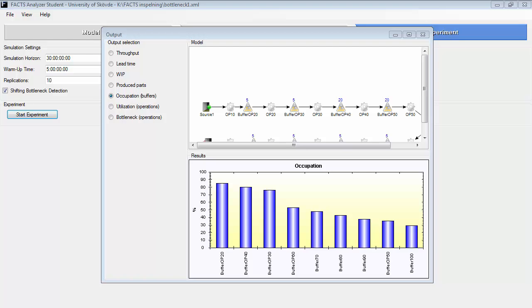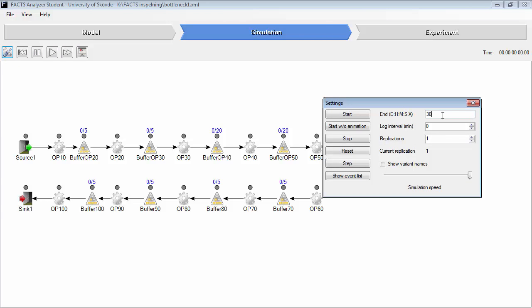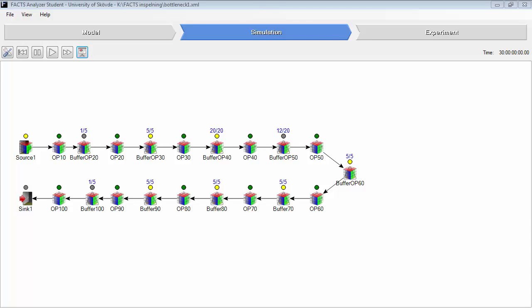But it's also possible to look at the buffer levels over time as a complement to the bottleneck analysis. So you can go to the Simulations tab, and set the values. Set it for 30 days. Log interval time in minutes, 60 minutes. 1 replication should be enough. Start without animation and run the simulation. Now it's finished. We can go to the graph window and we get this graph.